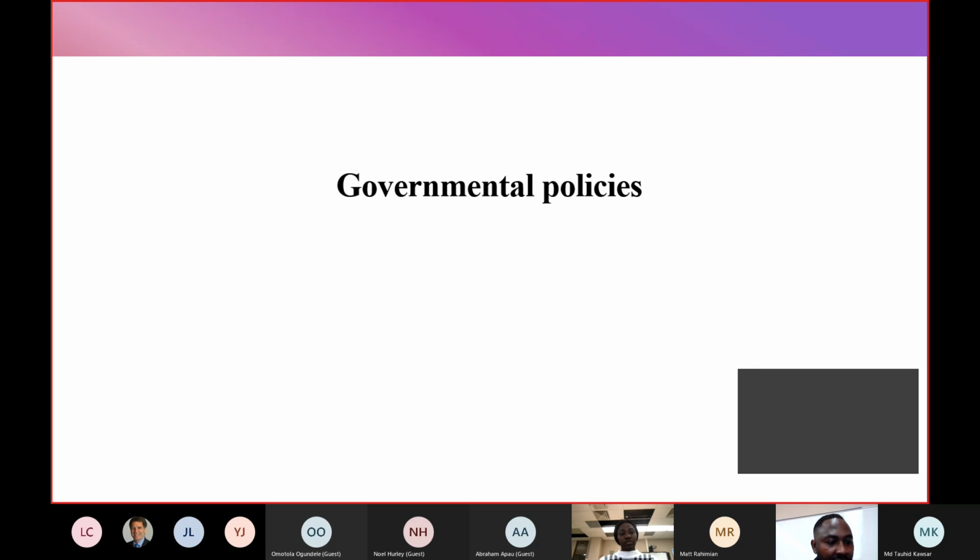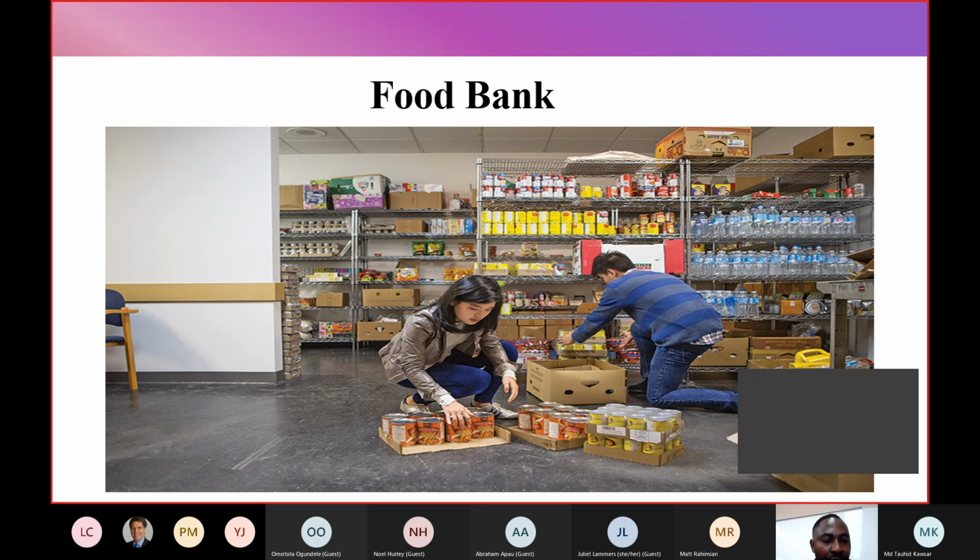Governmental policies. The Government of Canada's policy for spouses to bring their family with them while studying was equally of great importance. Some of us had the opportunity to bring our spouses, and they were able to work and support us financially while we focused on our studies. Also, we benefited from the medical care plan by the government of Newfoundland and Labrador. We had the assurance of getting medical care at no cost in case of sickness while studying. Lastly, the food bank on campus was also helpful. We were able to get some food items monthly at zero cost.